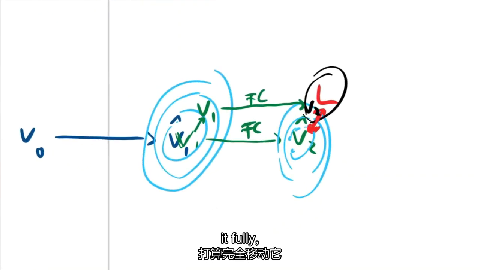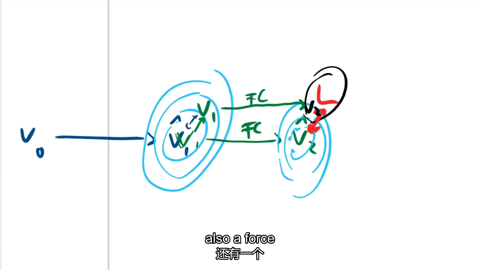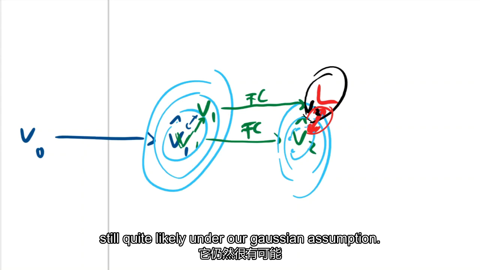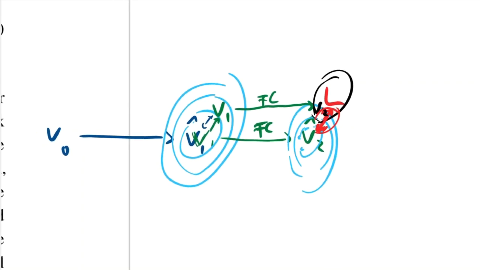Now we're not going to move it fully, because this is a sort of optimization. There is a force keeping it to where our original guess is, but there is also a force drawing it in the direction of this error signal. You can see. So we're going to say, well, if we just move V1 up here, we would predict the perfect V2, but also it's less likely. So we're going to find some sort of a trade-off where it's still quite likely under our Gaussian assumption, but it will predict a little bit more of the correct label, and so on.